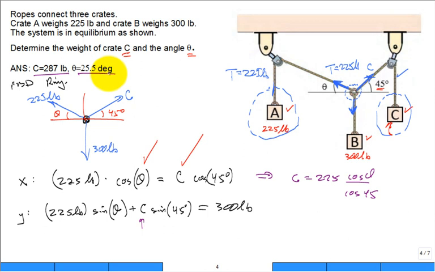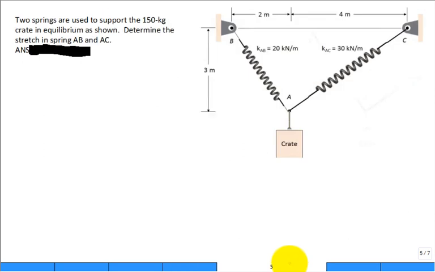All right, we've got a whopping 5 minutes left. Don't we? Should I try another problem? Springs. All right, I'll just outline this one.